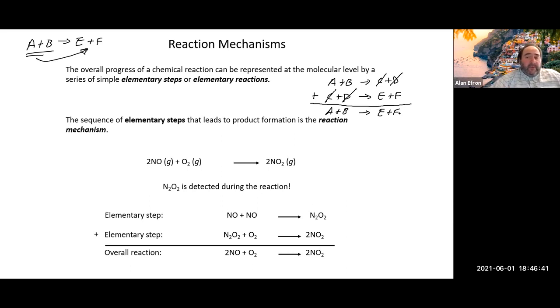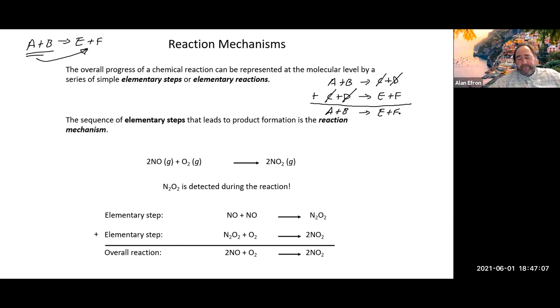So those are what are referred to, as we will see in just a second, as an intermediate. It is something that's made early on in a mechanism, and it gets used up in a later step. So not all reactions are a one and done situation going from reactants to products. It sometimes is two steps, sometimes three steps, maybe multiple steps to get to the overall reaction.